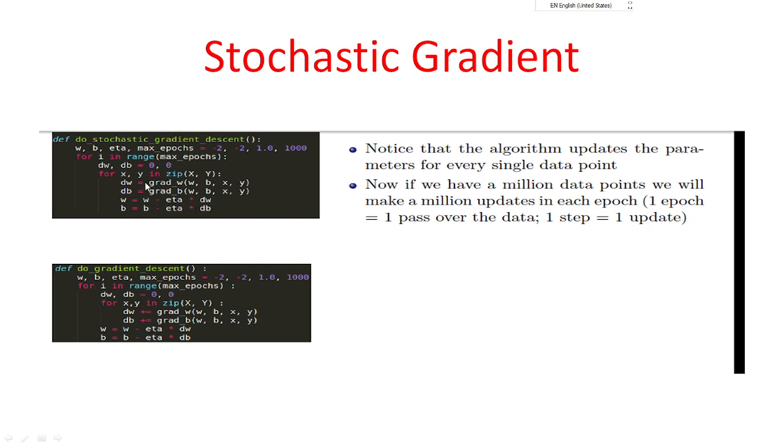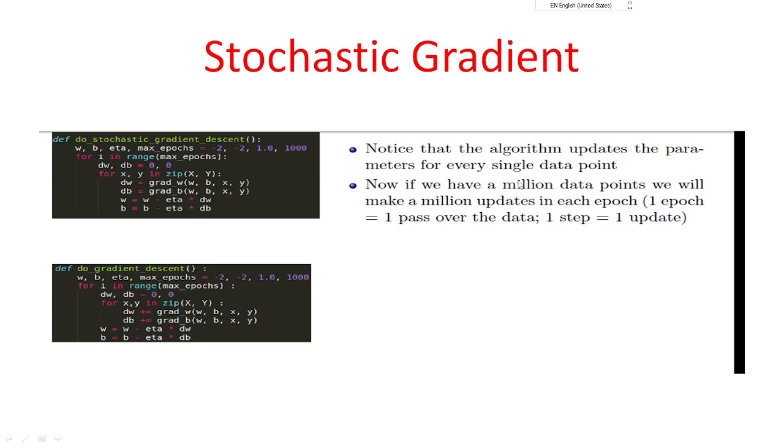So in stochastic gradient, for example, we have 1000 data points. So what is one epoch? One epoch is 1000 data points. In gradient descent, for every 1000 data points, only one updation is done. But for stochastic gradient, if we have 1000 data points in one epoch, we will do 1000 updations, one for every data point. Okay, that's the difference between gradient descent and stochastic gradient.